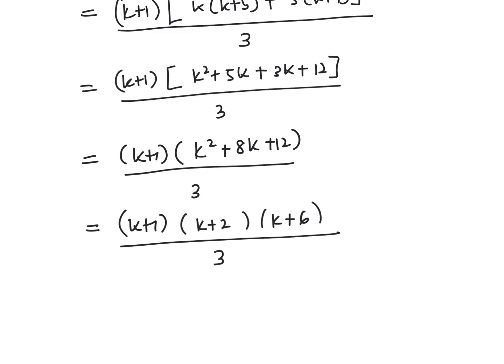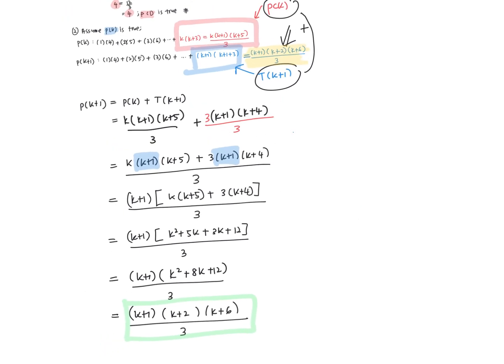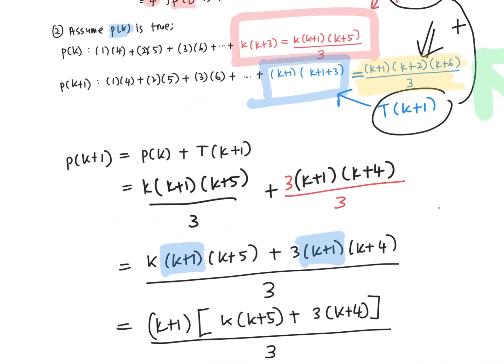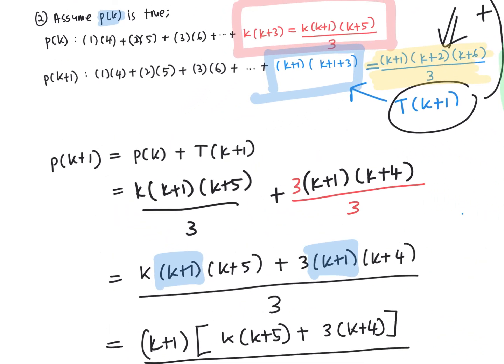So now this is the value of, after we simplify, this is the term. Okay, so now we will compare whether this is equals to these terms or not. Okay, so k plus 1, k plus 2 and k plus 6 over 3. Yes, so these two are equal. Okay, meaning that you already show the left hand side is equals to right hand side of the term. Okay, or we show that Pk plus Tk plus 1 is equals to Pk plus 1.